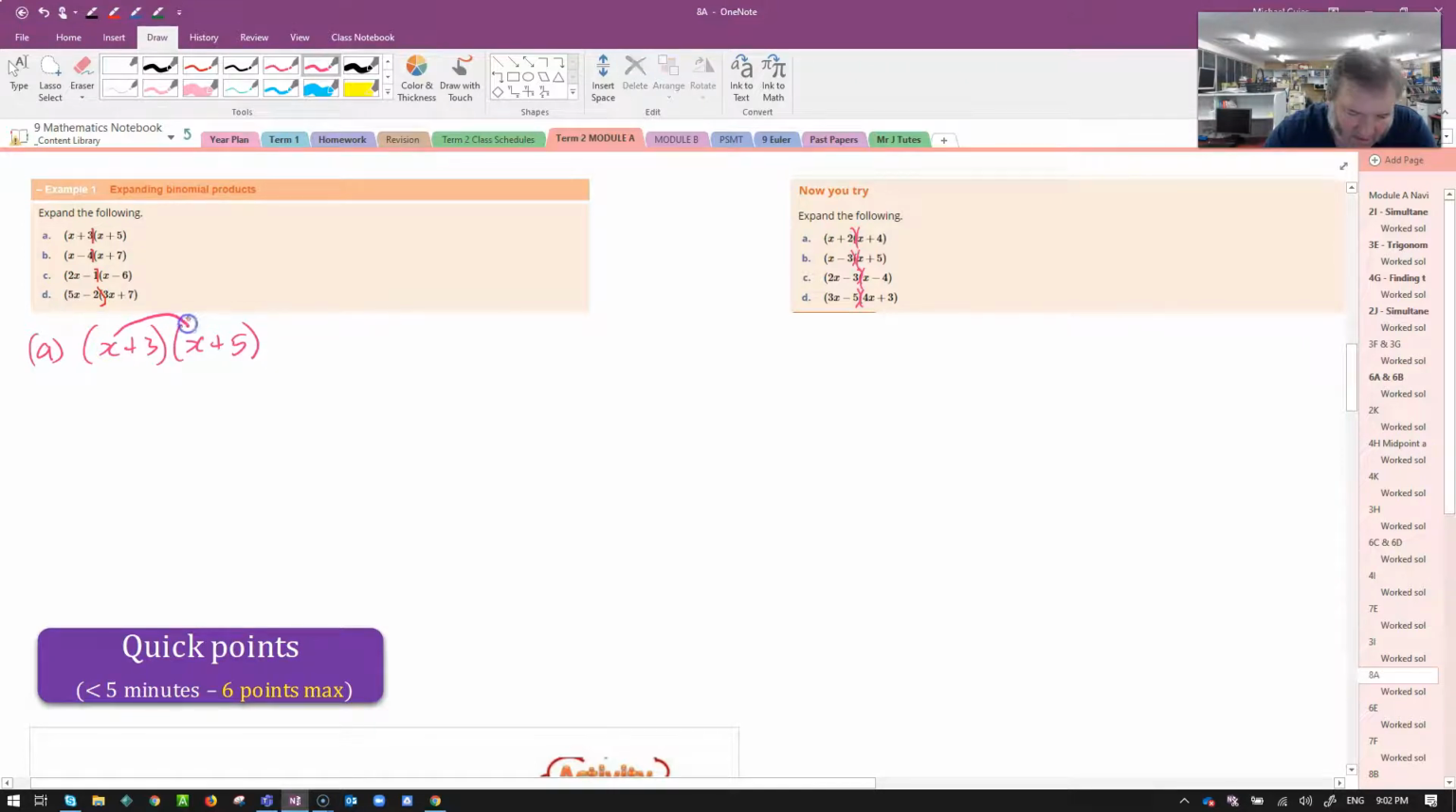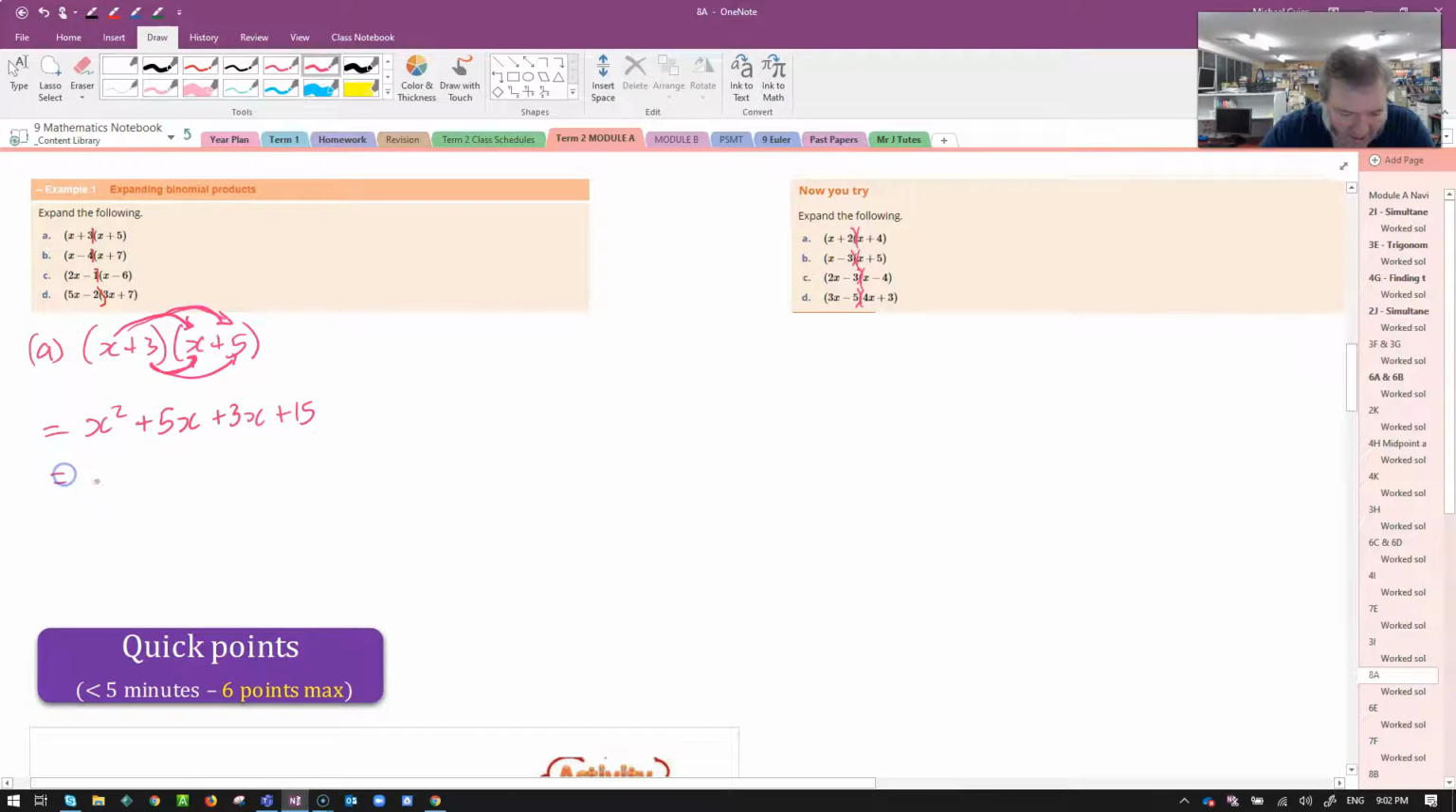So, the standard way of showing it for most students at this stage: you can draw the arrows or not draw the arrows. You just need to make sure each term multiplies every other term. Just check it off as you go. So x times x, that's x squared. x also needs to multiply 5, that's 5x. The 3 needs to multiply the x in the second bracket, that's 3x. And the 3 needs to multiply the 5, which would be 15.